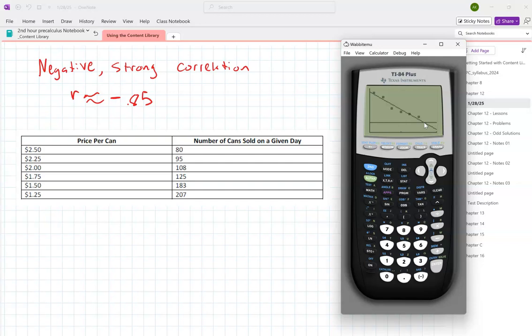To find this intersection using my calculator, I'm going to press the second button, that's the blue one, and then the trace. I'm going to pick the intersect command. Because there's only 2 lines graphed and they only have one intersection, I can just press enter 3 times. So it tells me the price that I'd want to charge to sell only 50 cans of pop would be like $2.67.